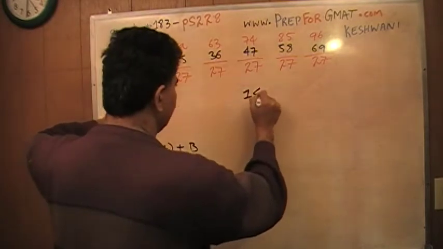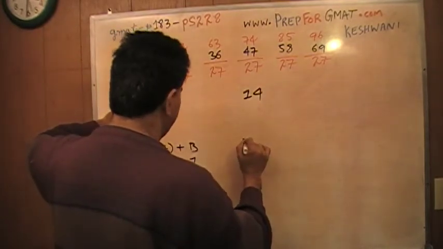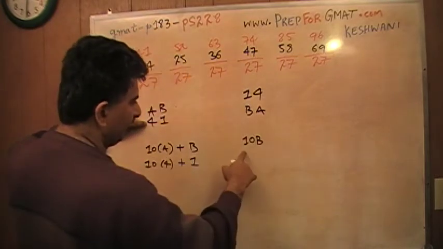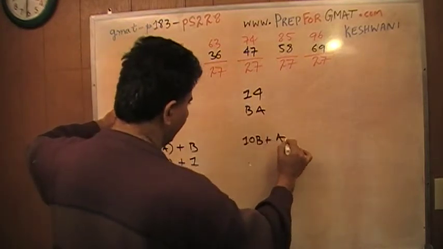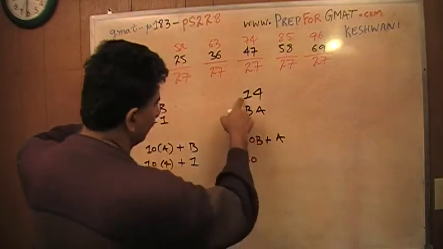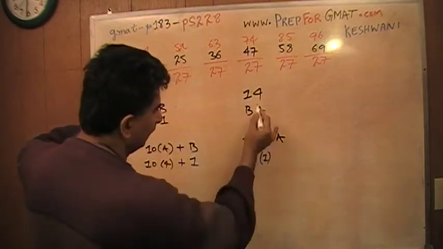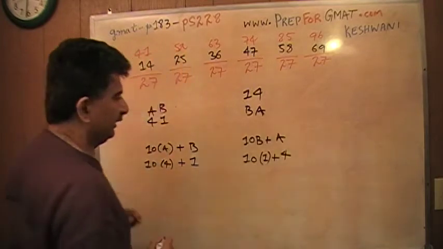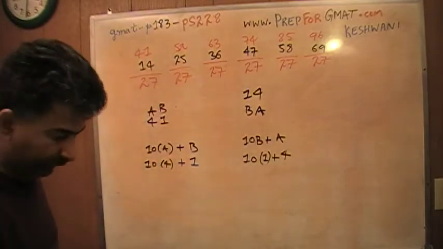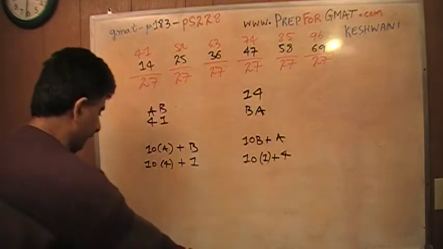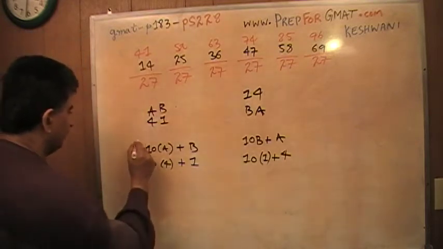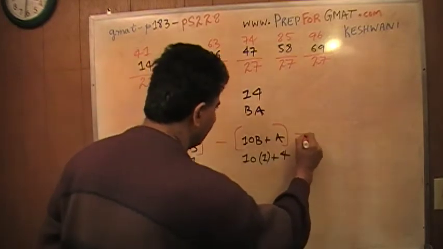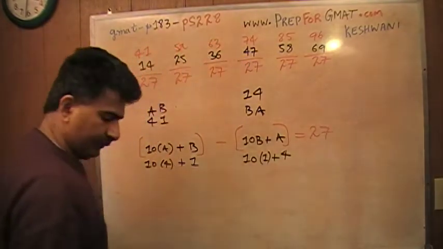Similarly, 14 is going to be 10 times B, because now you have a BA. Your B is 1, so 10 times B plus A. 10 times B, which is 1, times 1 gives me 10, plus A, which is 4, gives me the 14 that I'm looking for. And there you go. That's what you need here. And the difference between these two guys, difference between this guy and this guy, we are told, is 27.